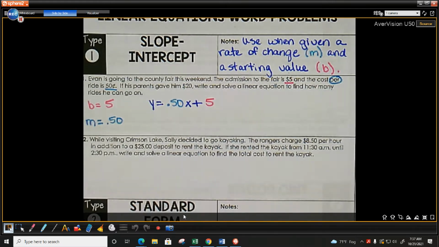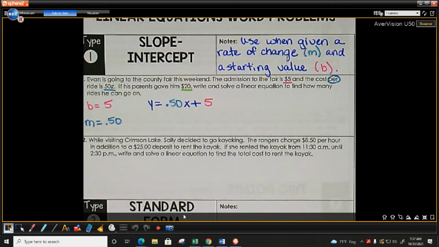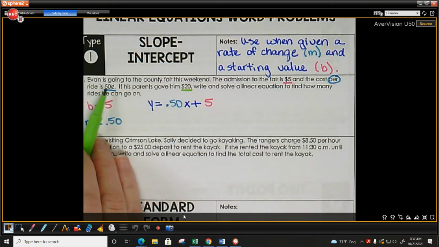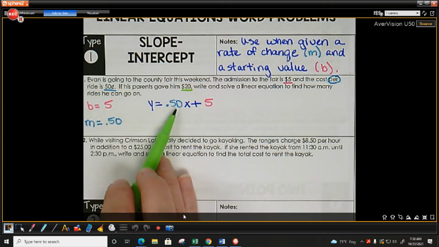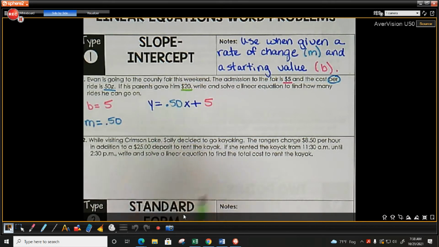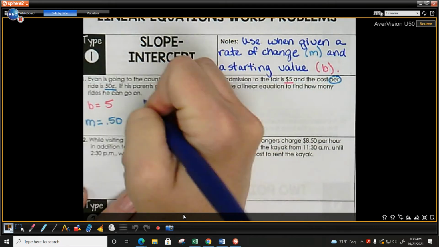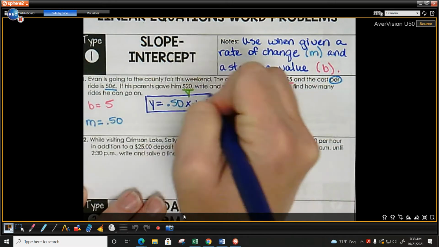Now it says if he is given $20, how many rides can he ride? So is that 20 going to be my x or my y? Your y, because notice it says the cost per ride is 50 cents. What are we multiplying 50 cents by? X. So that means x is my number of rides. 20 then is how much money you have. So that's your y. So this is my first answer. That's my equation to represent the situation.